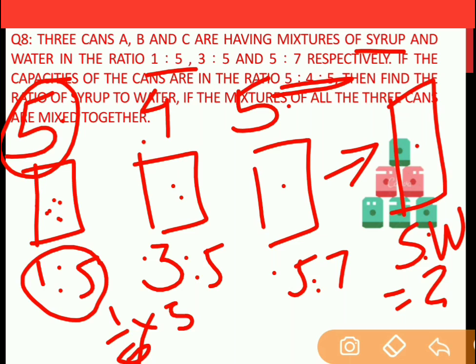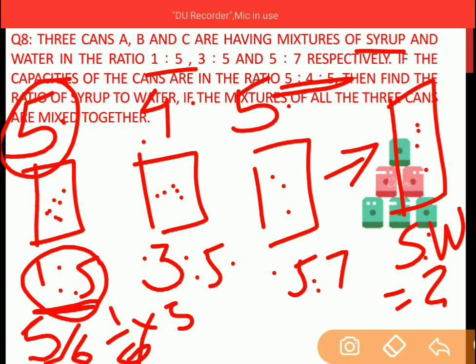Adding all these amounts of syrup in all the 3 cans, you will get the quantity of syrup in the mixture. In the same way, we can find out the quantity of water in the mixture. The first can contains syrup and water in 1:5, so the amount of water in the first can will be 5 by 6 of the total quantity, which is 5. So 5 by 6 of 5. In the same way, the amount of water in the second can will be 5 by 8 of 4, and in the third will be 7 by 12 of 5. Adding all these 3, you will get the quantity of water in the mixture.